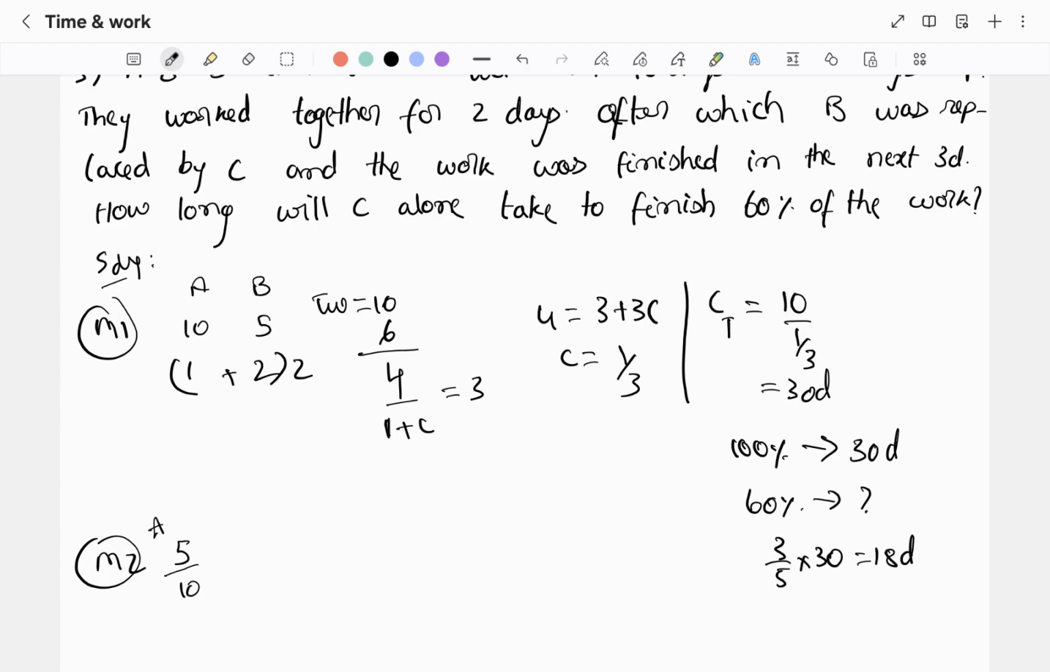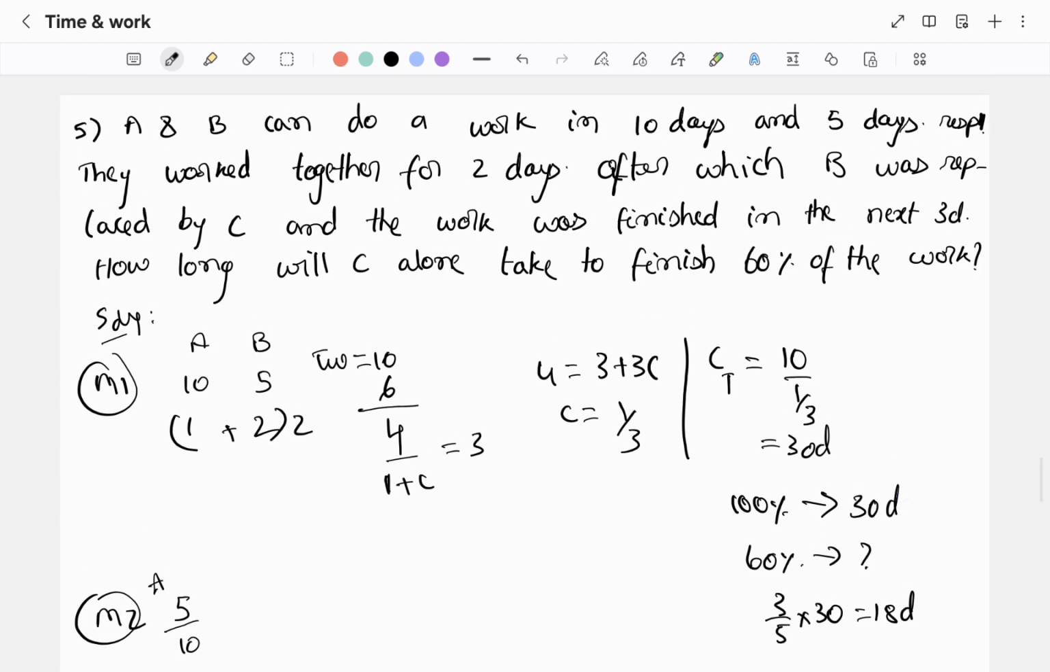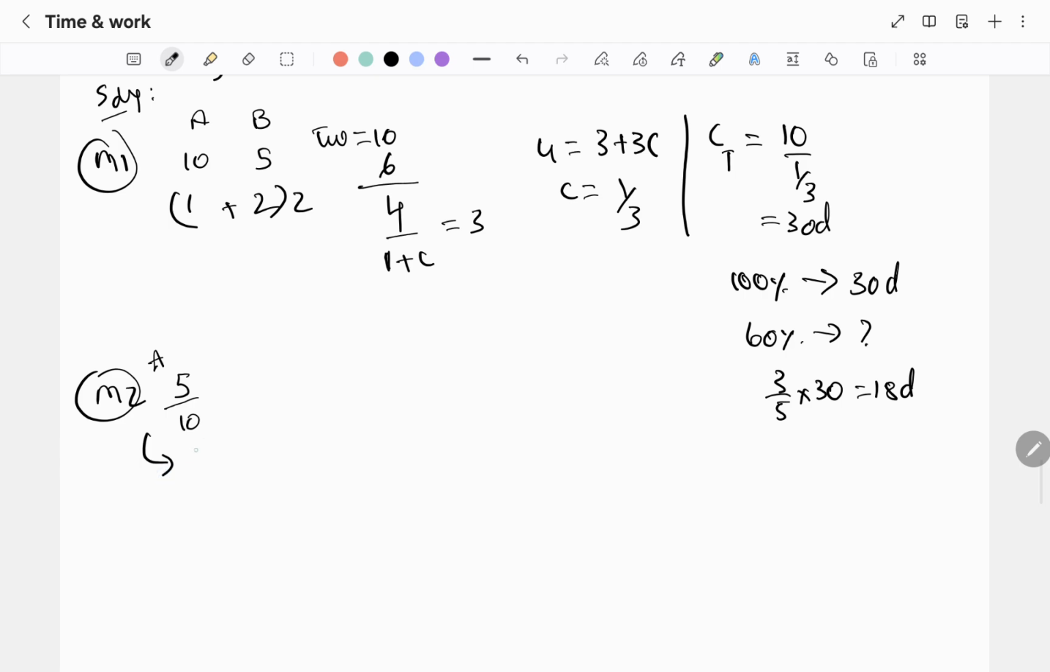Okay. Then A worked 5 out of 10 days. Then what did they say? B worked for 2 days. So A for 5 days and B for 2 days. A worked 50%, which means 5 by 10 is 1 by 2. Then the remaining half, who has to do it? B also did the work, for 2 days.